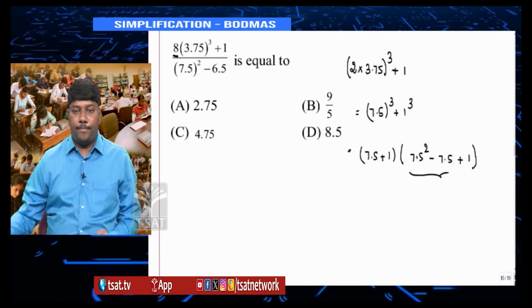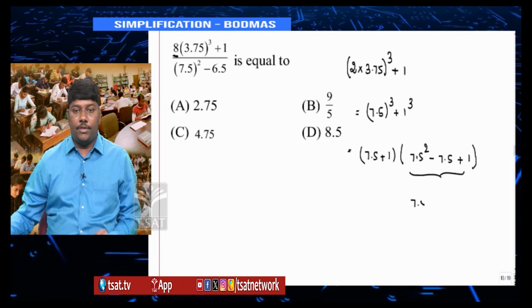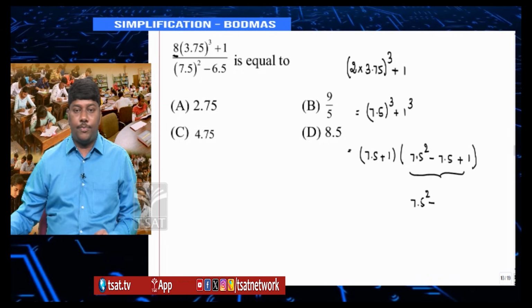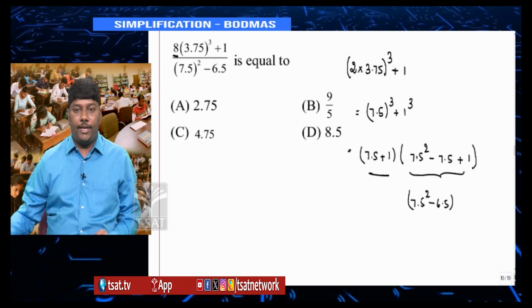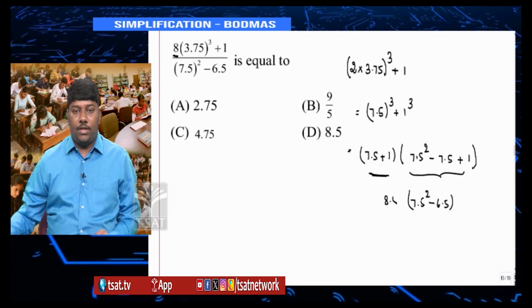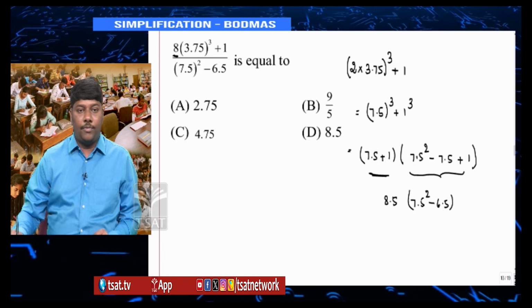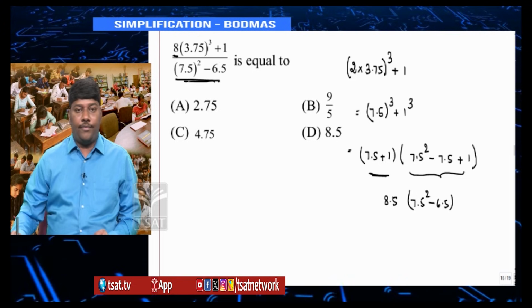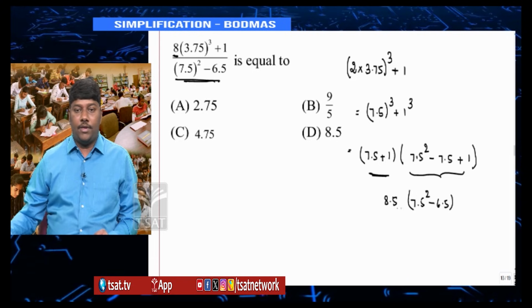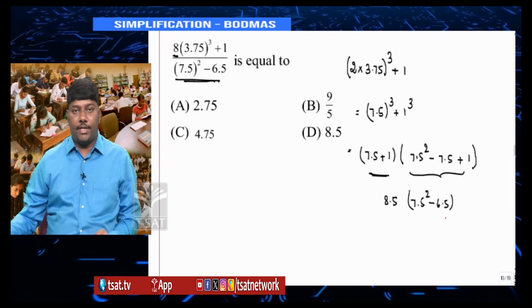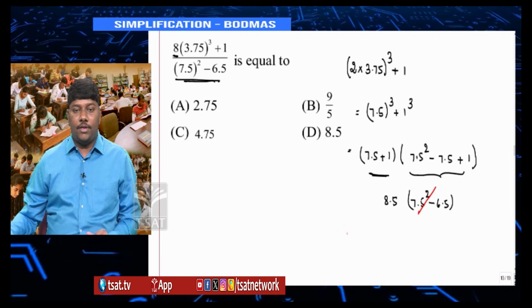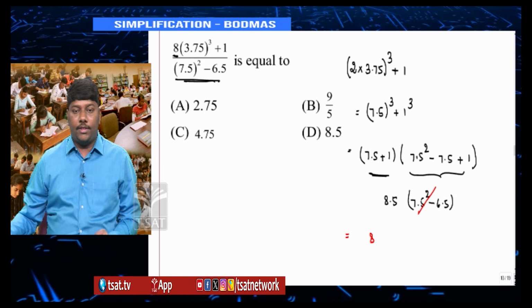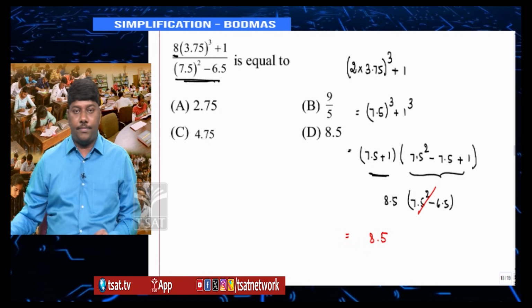So, look at this part, 7.5 whole square minus 6.5 into you have 8.5. Now look at your numerator and denominator. Denominator is 7.5 whole square minus 6.5. So here also 7.5 whole square minus 6.5. So this and your denominator are going to cancel. So only 8.5 will be left.